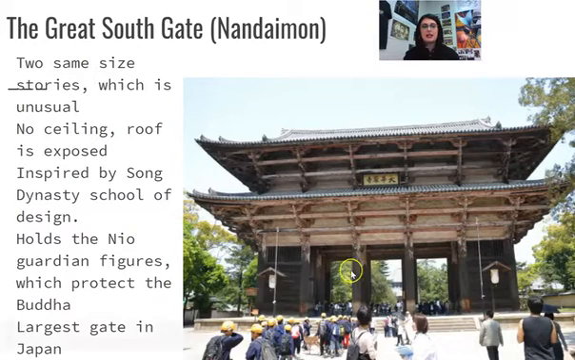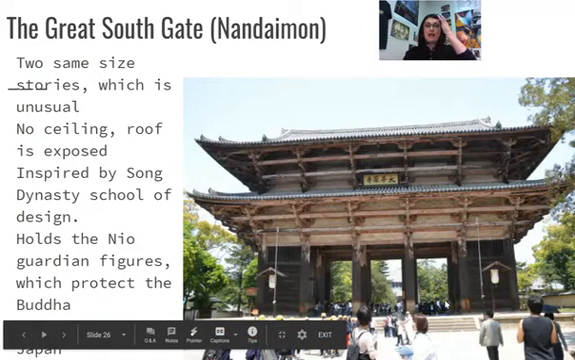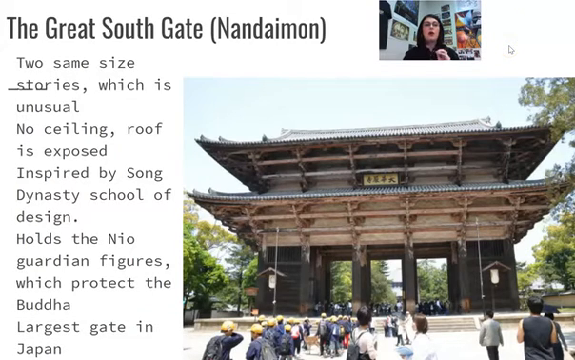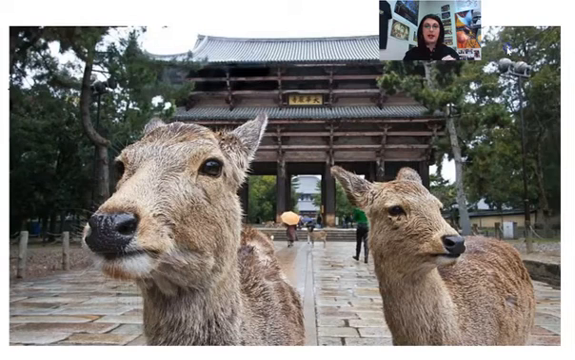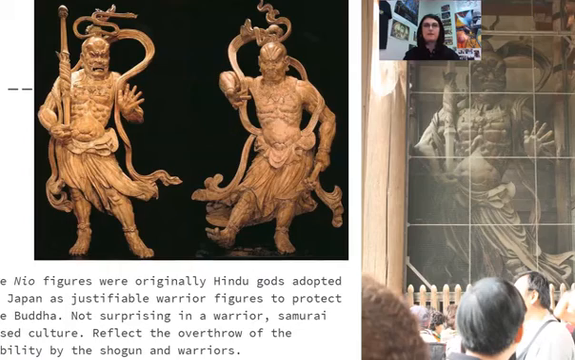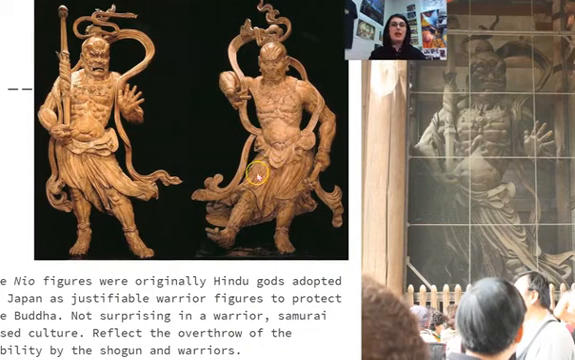And then having that open interior. Now, inside of here is something very important, and this is kind of unique, what we call the Nio guardian figures, which protect the Buddha. Let me show you what I'm talking about. I just thought this was cute, how natural it is. Like here are these little deer. And you can see Todaiji through the gates if you look past the cute deer. So these are the Nio guardian figures that you can see right here, that are inside the south gate. So here is where this really combines a lot of things.